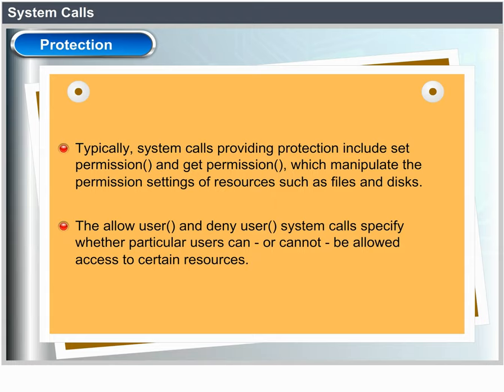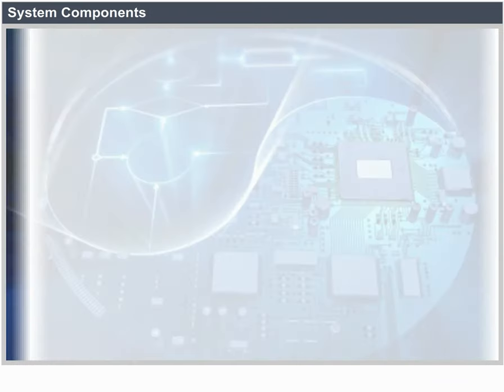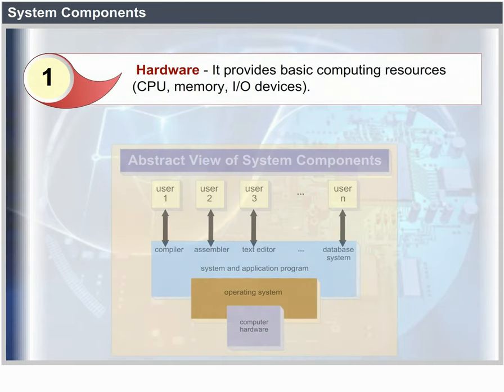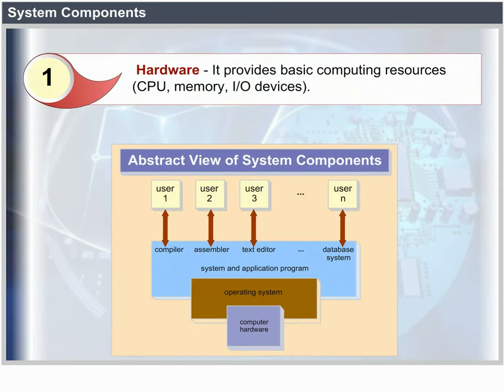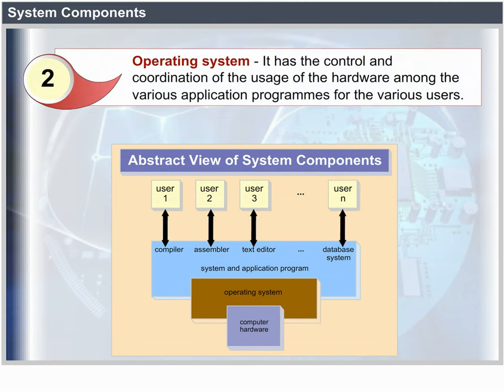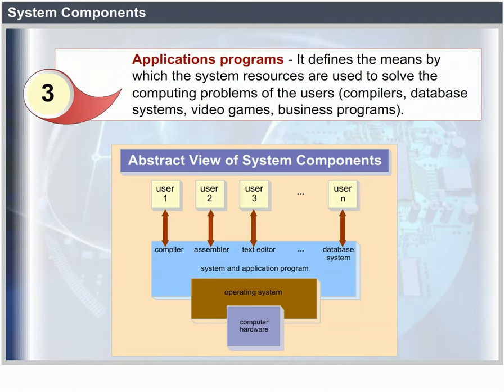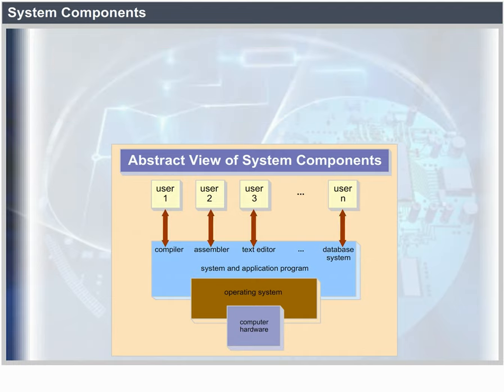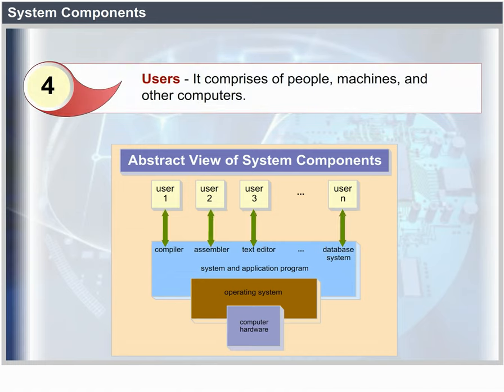System components. Hardware provides basic computing resources: CPU, memory, input-output devices. Operating system controls and coordinates the use of the hardware among the various application programs for the various users. Application programs define the ways in which the system resources are used to solve the computing problems of the users: compilers, database systems, video games, business programs. Users: people, machines, other computers. Abstract view of system components.